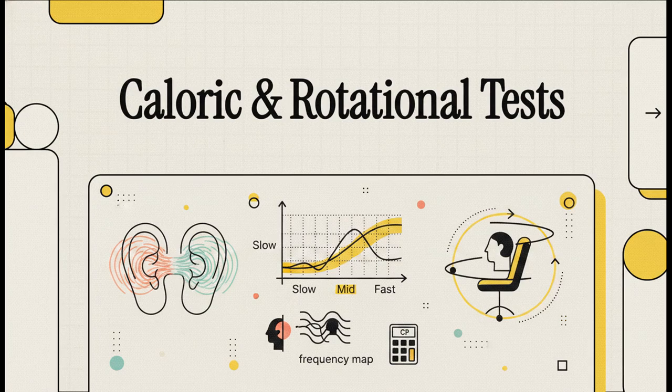This explainer is based on the literature review Vestibular Function Testing, Interpretation for Physiotherapists, VHIT, Caloric, Rotational Chair, VEMP, published by Australian Dizziness Clinics, available at australiandizzinessclinics.com.